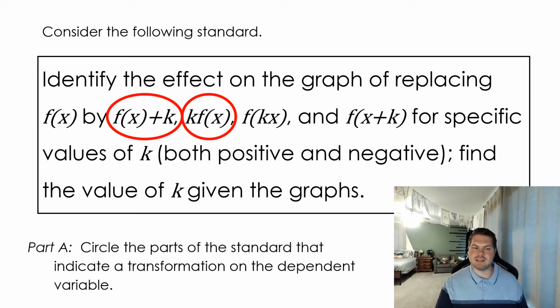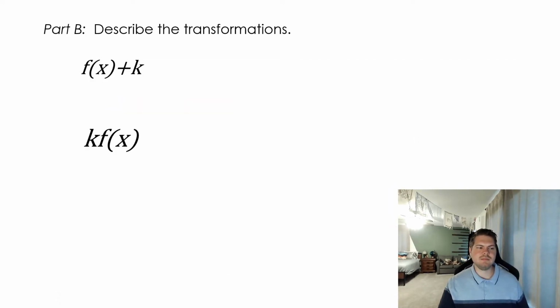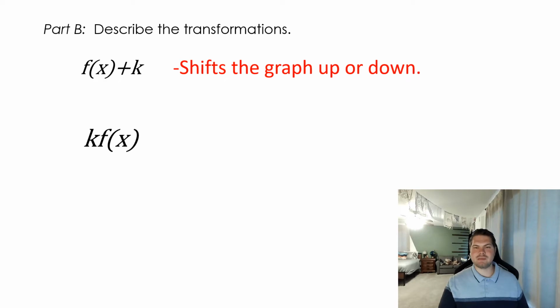So let's talk about those. You have already seen these at this point. We have practiced this. You just might not be used to seeing it written out like this. In this case, k can be a lot of different things. So if you have plus k or minus k, let's say that was 5, it would shift the graph up 5, or negative 5, it would shift the graph down 5. So f of x plus k refers to when the graph shifts up or down.